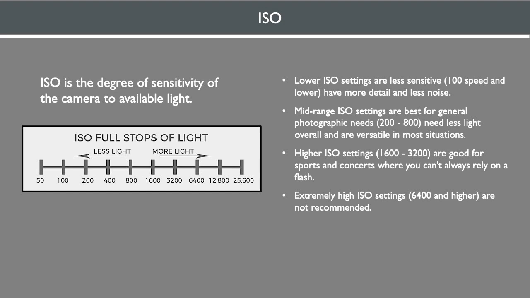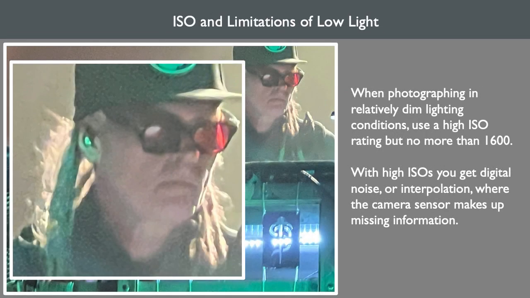Extremely high ISO settings, such as 6400 and higher, are not recommended. When photographing in relatively dim lighting conditions, use a high ISO rating, but no more than 1600. With high ISOs, you get digital noise or interpolation, where the camera sensor makes up missing information. This gets even worse when zoomed in on a subject in low light.